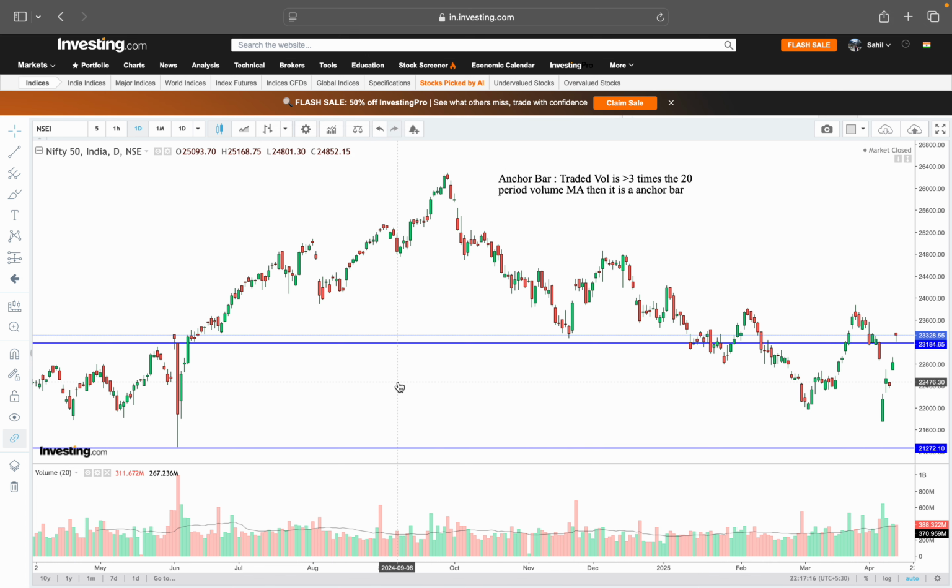Now we can see that this volume found resistance at this level on the day and found support at this level. In other words, this high of the index on that day is approximately 23,180, and this low is 21,280. So we would remember that the index corrected by 1900 points on that single trade session. So this 1900 point zone is what we would call a critical zone, a zone in which we have to react. And now once we reach the critical zone, the question is, how do we trade it?